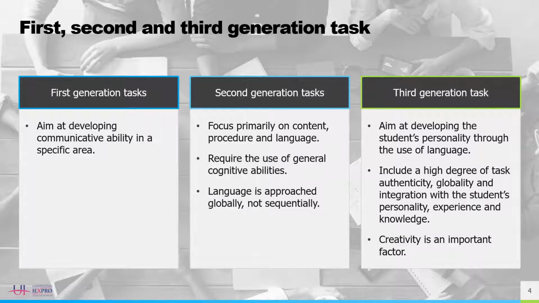A first-generation task is one that is primarily aimed at developing communicative abilities in a specific area. A second-generation task is one that focuses primarily on content, procedure, and language, requiring the use of general cognitive abilities. In such a task, language is approached globally, not sequentially.